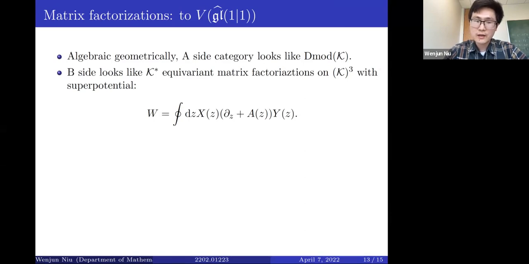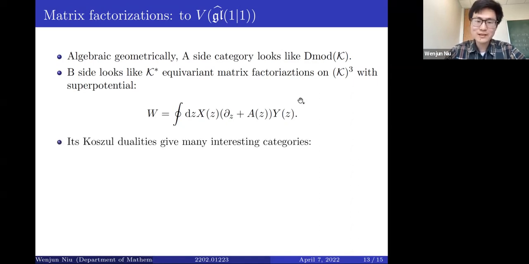So I can take 3 copies of K, and I can take a superpotential that looks like the following function. And here, the X and Y are really the 3D hypermultiplets, and A is the gauge potential. And there is a K star equivariance where K star acts on X and Y with opposite charge and K star acts on A just as how a gauge group would act on the gauge field. So the biggest possible category should look like K star equivariant matrix factorizations.